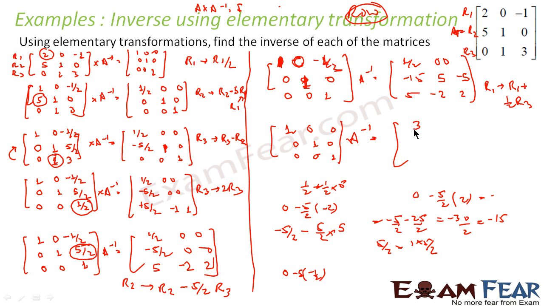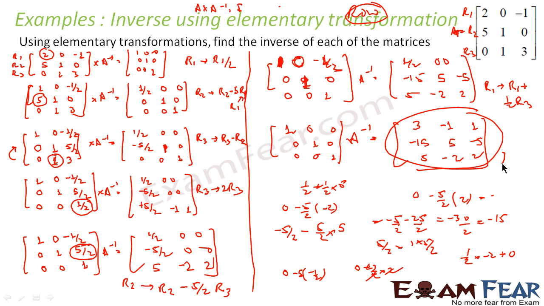That is 3. Similarly, this guy will become 0 plus 1 by 2 into minus 2. So this 1 by 2 into minus 2 is what? Plus 0. Minus 1. So this guy becomes minus 1. Similarly, this guy also 0 plus 1 by 2 into 2. This will cancel. This is 1. These rows are not impacted. So this is my answer. Why? Because this I have got I. So I can say A inverse is this value, and that is my answer.